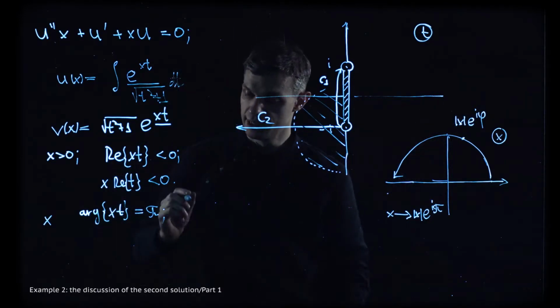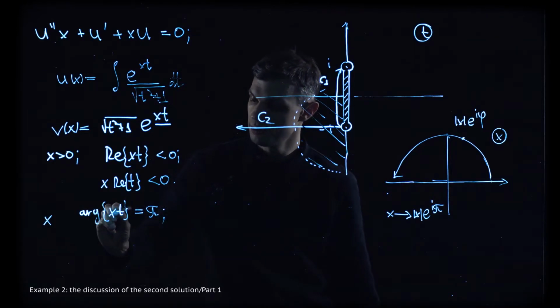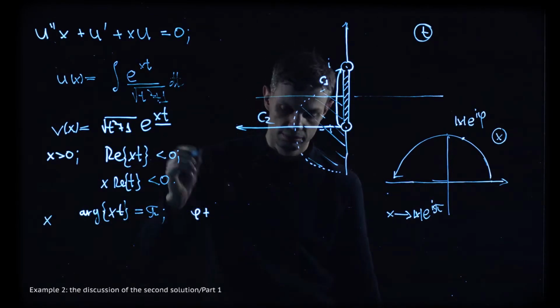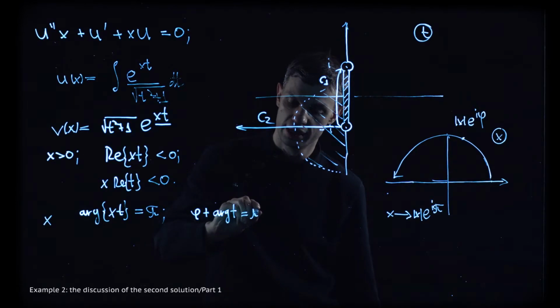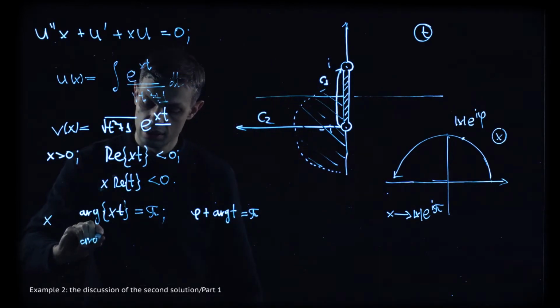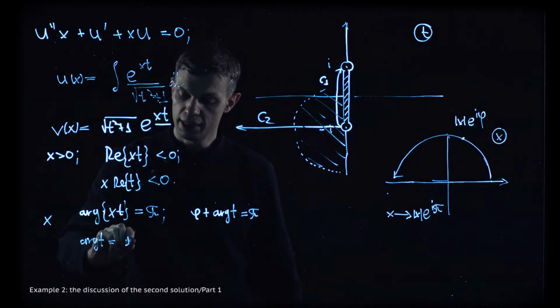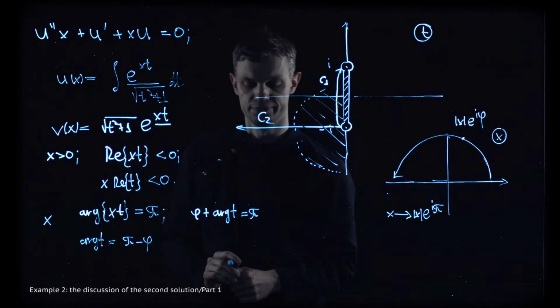Now the argument of x starts changing. So now it's phi, and the condition is changed. Now the argument of x, phi, plus the argument of t should be equal to pi. So the argument of t, if we are interested in the steepest descent direction, should be pi minus phi, where phi is the argument of the x variable.